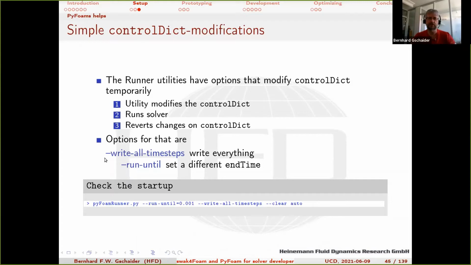The two most used options for that are, for instance, if there is a problem during the startup of your solver, then you say, okay, write all time steps. That modifies controlDict in such a way that every time step is written to disk. And then you can say run until, which sets a different end time because you don't want to run the whole thing. Here, for instance, it says, okay, run until 1,000th of a second, but until then, please write me every time step.